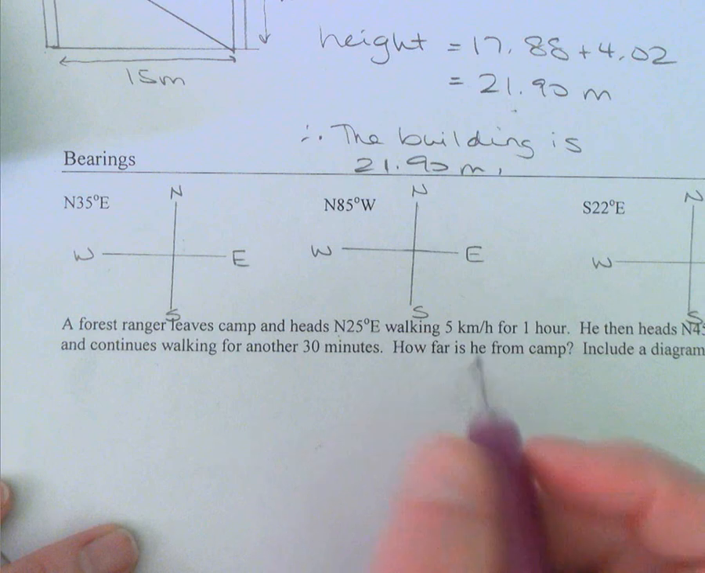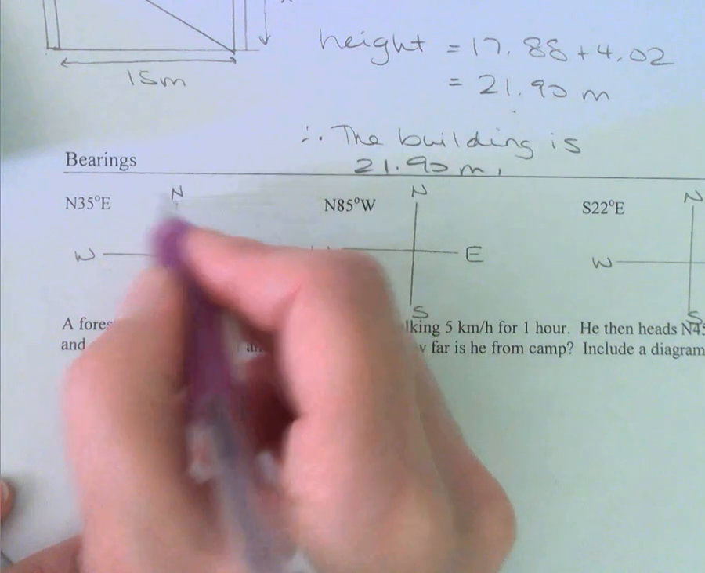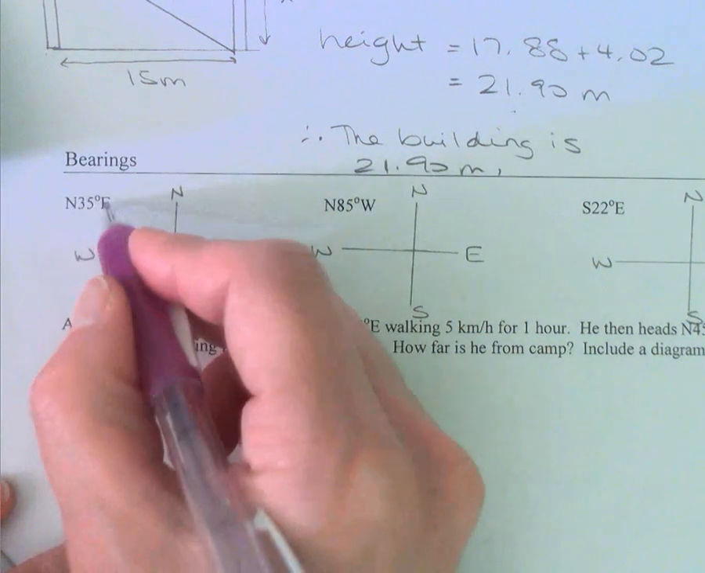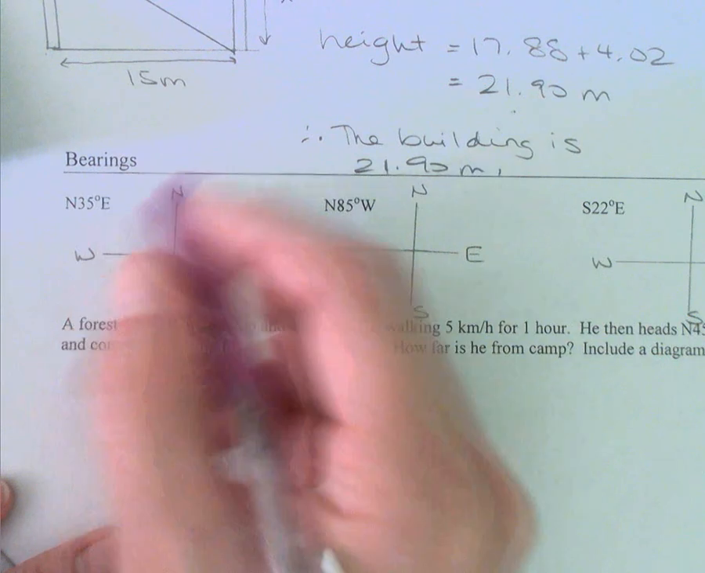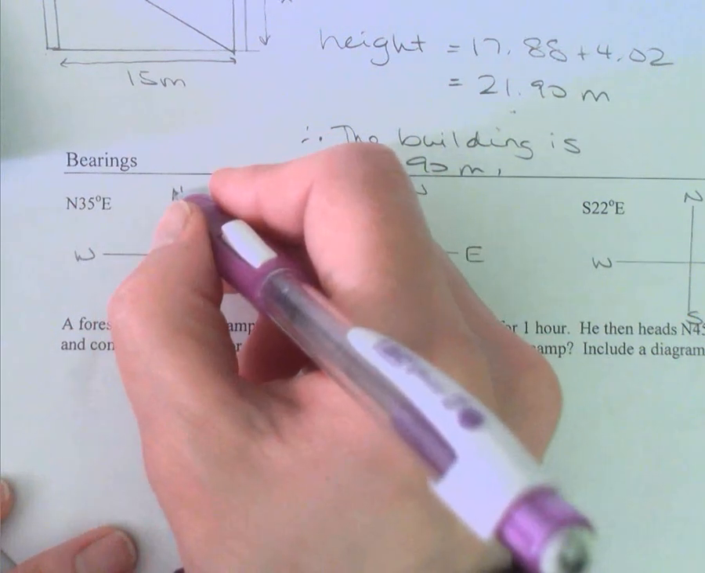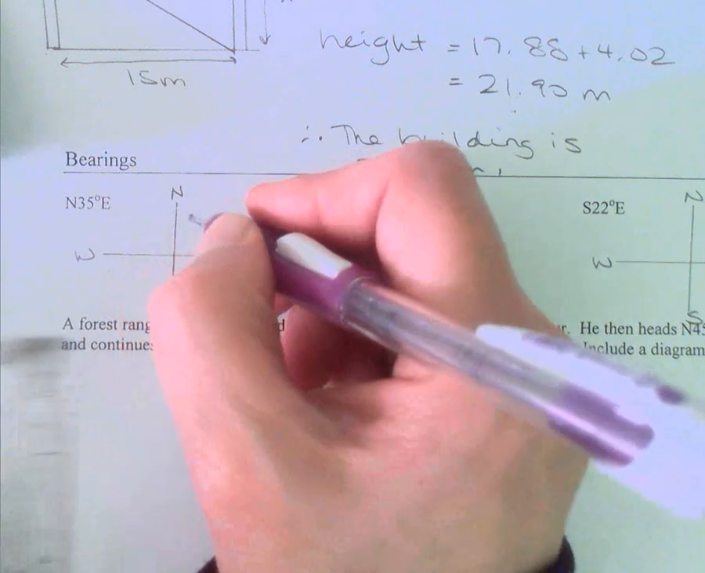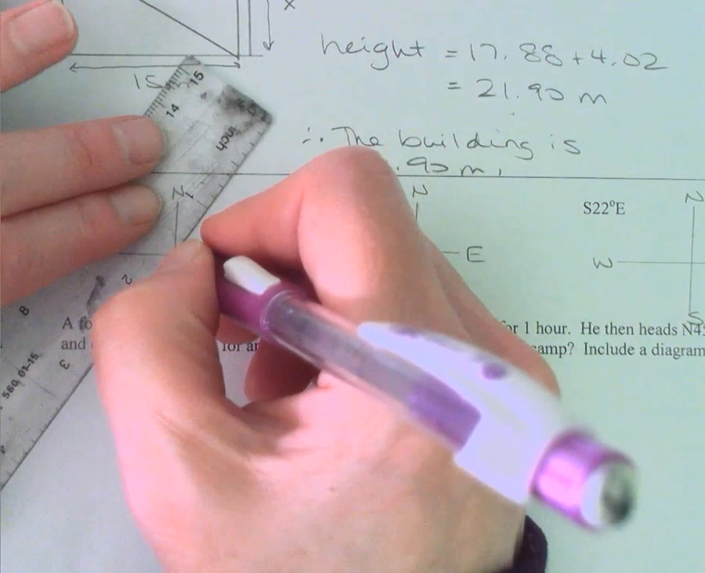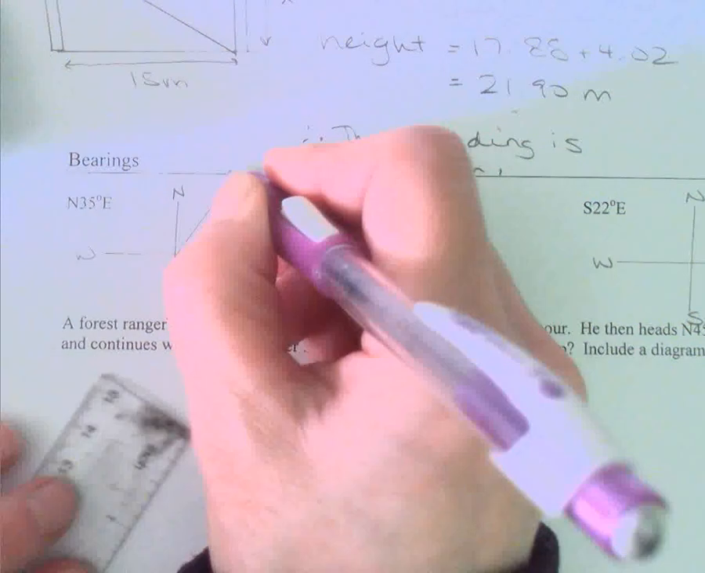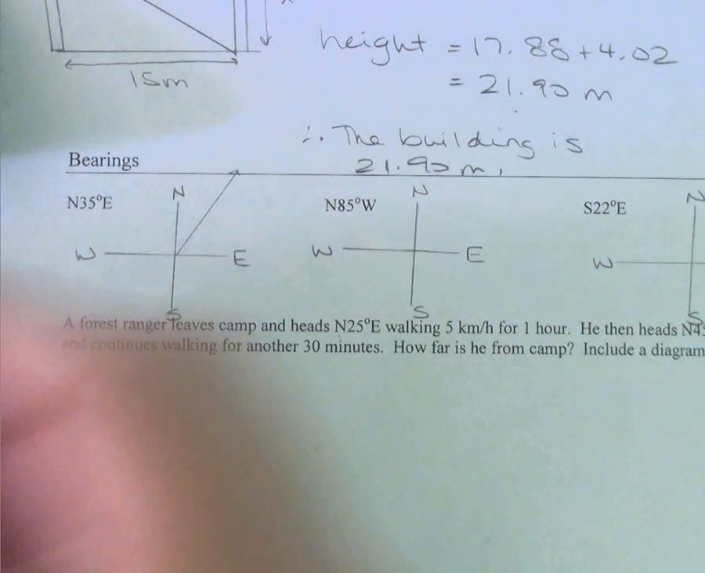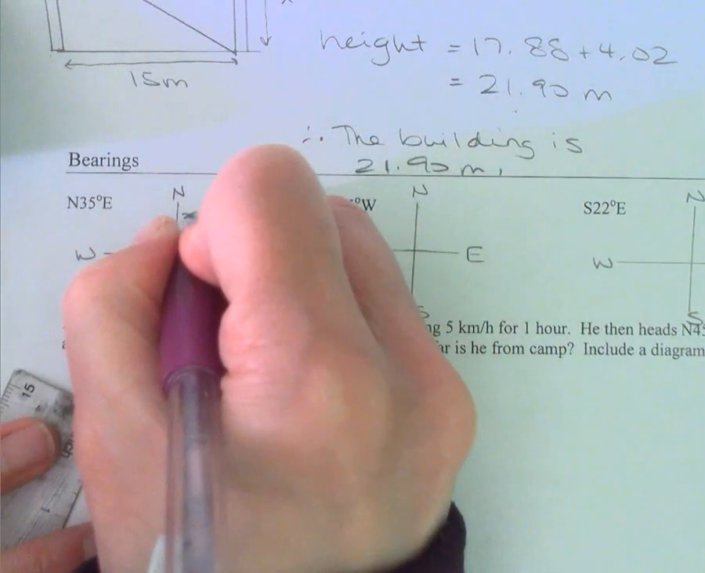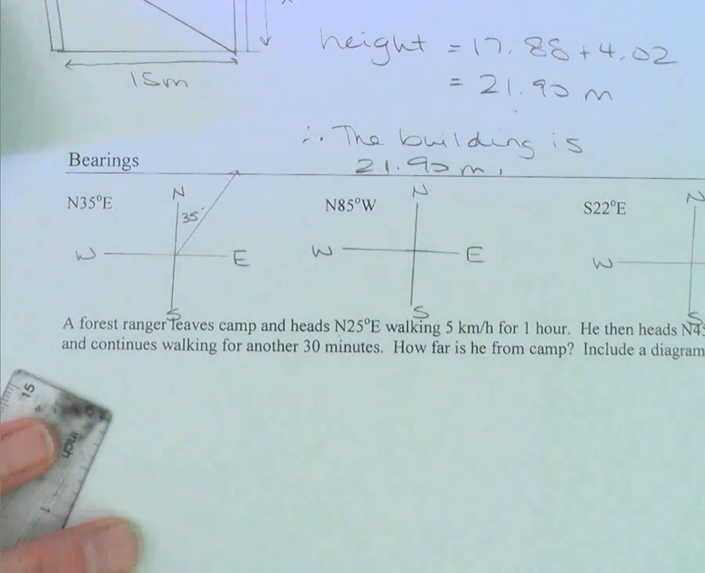So then what happens is we're going to start in the north. We always start with north or south, and then we turn east or west. So I'm going to start north, and then I'm going to turn 35 degrees towards the east, and I'm going to draw my line. So this here is 35 degrees.